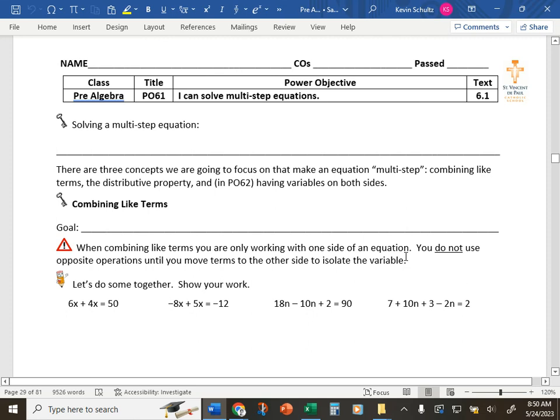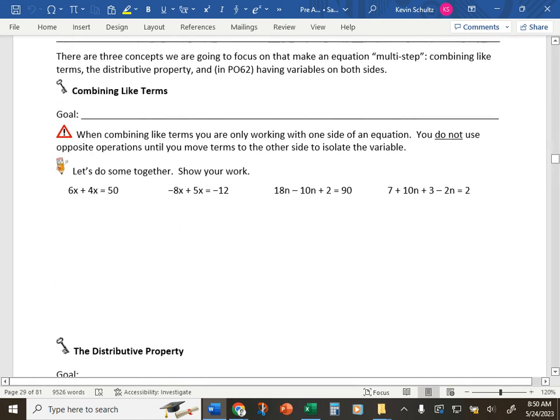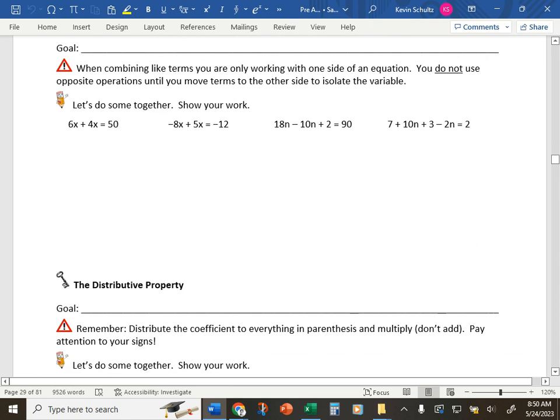Pre-algebra, we are going over PO61, which is solving multi-step equations. And you recognize some of this stuff from what we did in PO60. You know, in PO60, we had 6x plus 4x, right? In PO60, we had negative 8x plus 5x. We had 7 plus 10n plus 3 minus 2n, right? And your job was to simplify that. I said in PO60, we aren't solving for the variable because there's no equal sign. Well, guess what? Now there's an equal sign, okay?